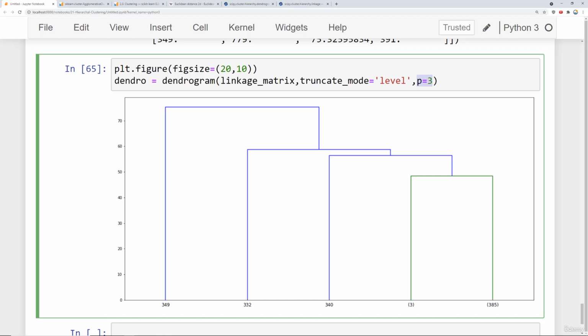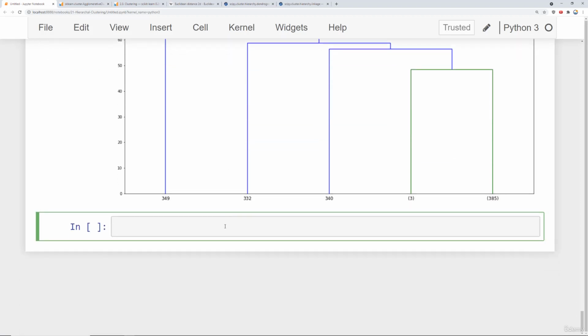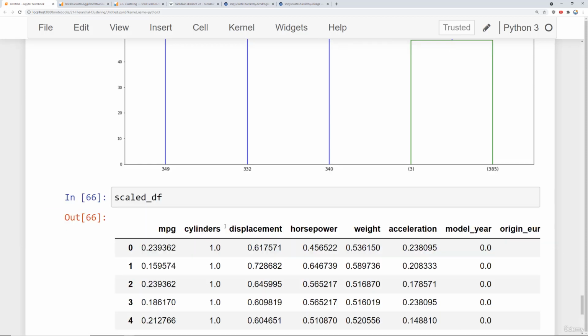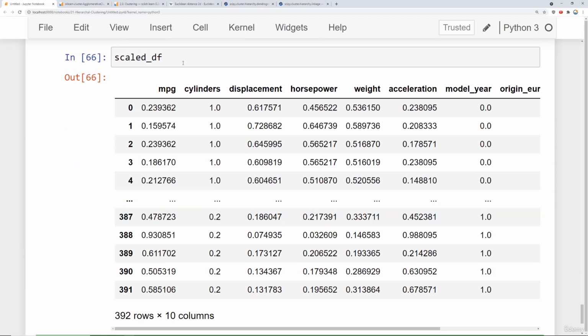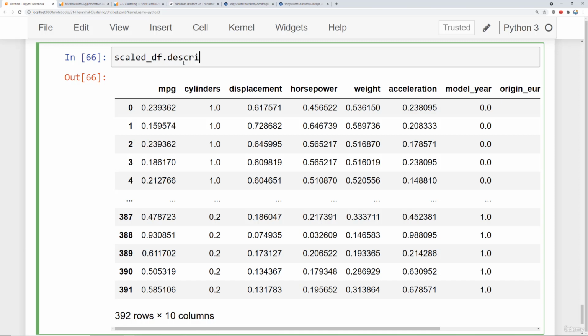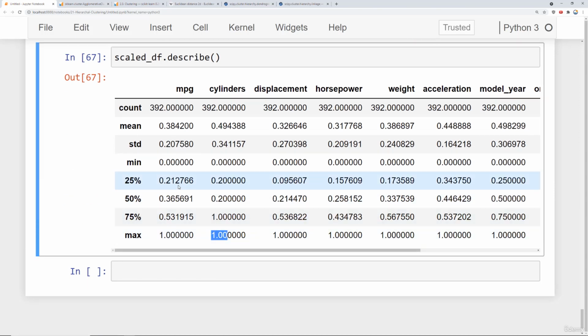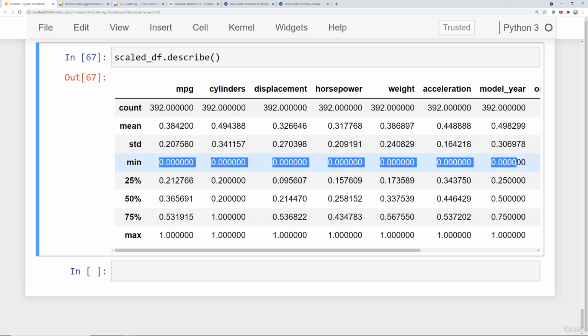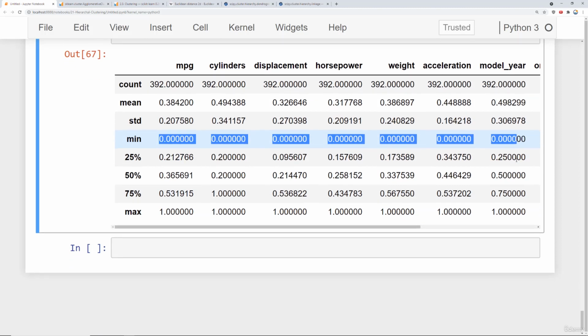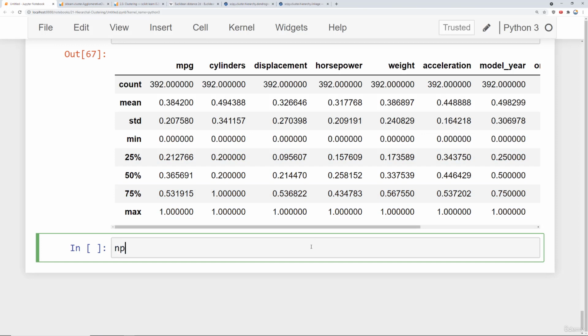Instead, what we're going to do is see if we can choose a threshold distance by truly understanding that Euclidean distance, which means if I take a look back at my scaled data frame, recall that my max values, in fact, let's just say describe here. As I keep mentioning, my max values are 1 and all my minimum values are 0. So that means my Euclidean distance, the max possible distance, is np.sqrt of the number of features, which is going to be the length of scaled_df.columns.